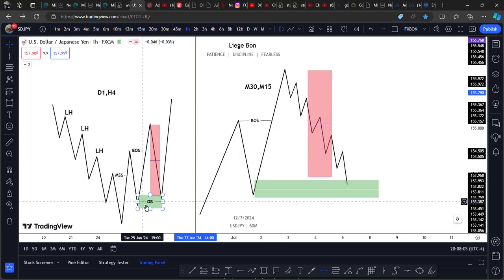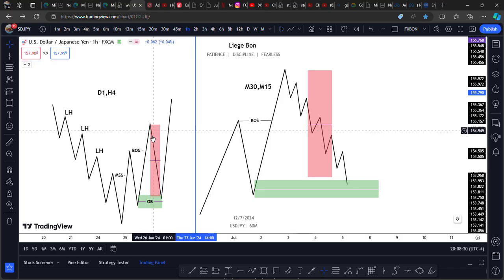Then we have a demand here. Of course, we are meant to be buyers from this demand, trying to take out these buy side liquidities in the market. So as traders, we wait on this pullback. And this red rectangle you see here is a pullback. So what we do is we wait for this pullback into this demand so we can be buyers to take out this buy side liquidity.